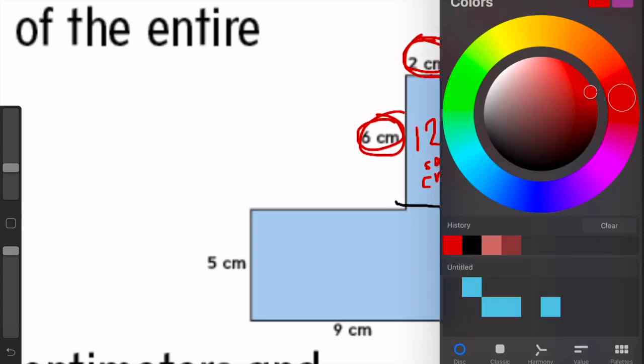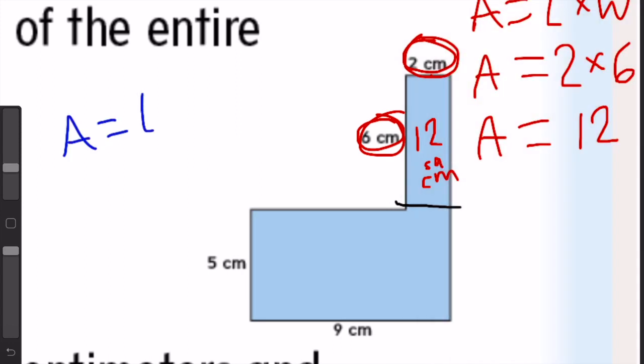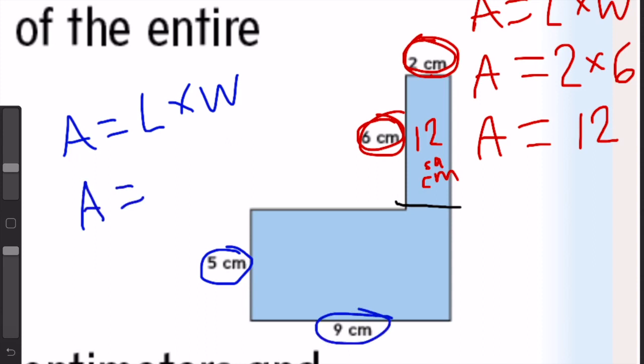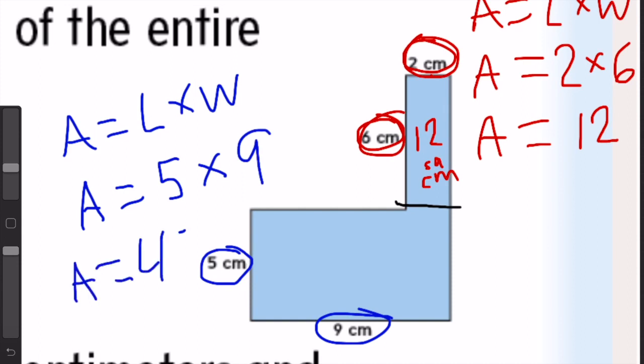Now the bottom rectangle, we just got to do the same thing. Let me get a different color for the bottom rectangle. Area equals length times width. Okay, so I have 5 centimeters and 9 centimeters. Area equals 5 times 9. I know my 9s. So area equals 45. 45 what? 45 square centimeters.